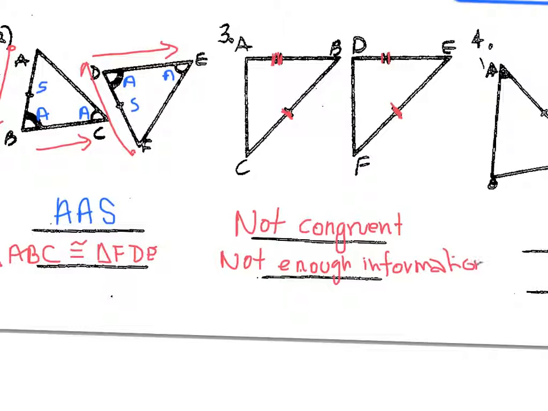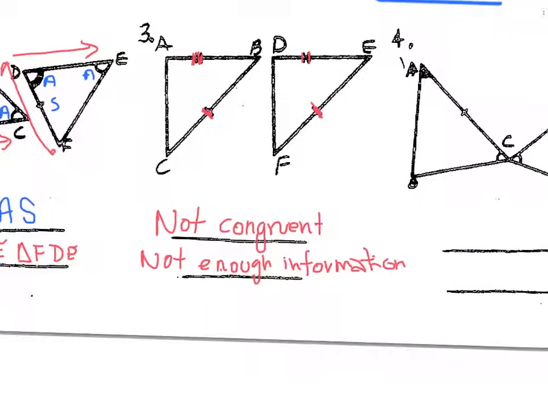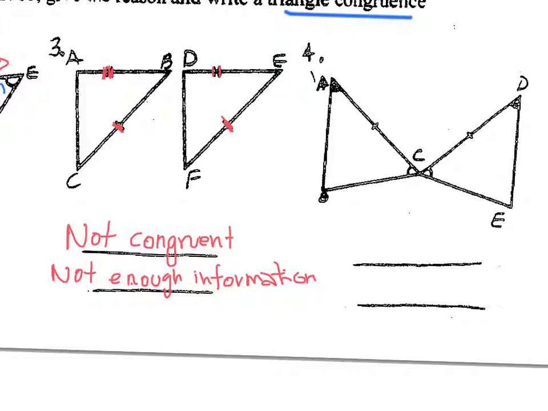Wait, so it was only one that wasn't right? I just put not possible. No possible answer. Just put not congruent and that's it. Yes. What about number 4, Christina? Last one. Are those two congruent? No, they're not congruent? They don't give you three pieces?